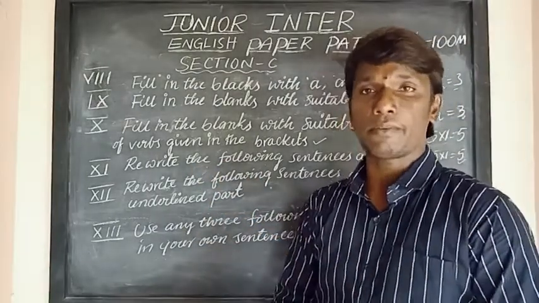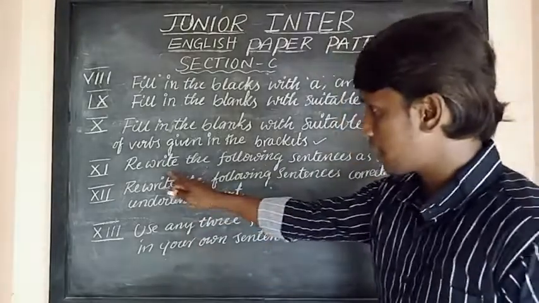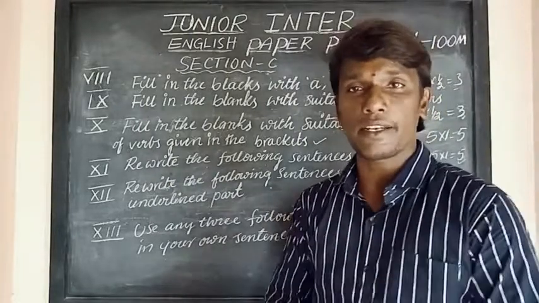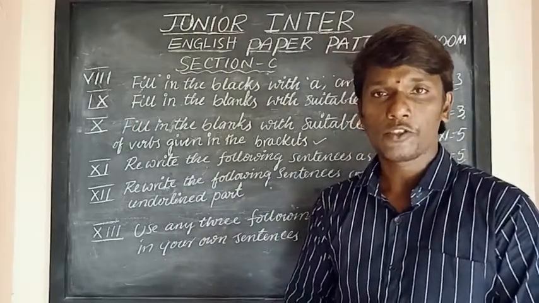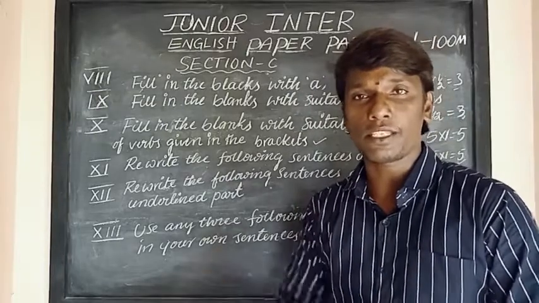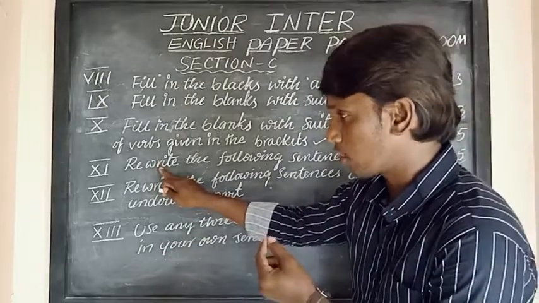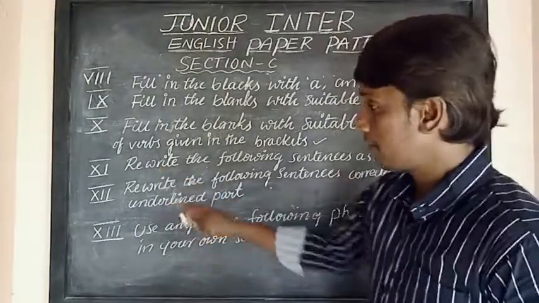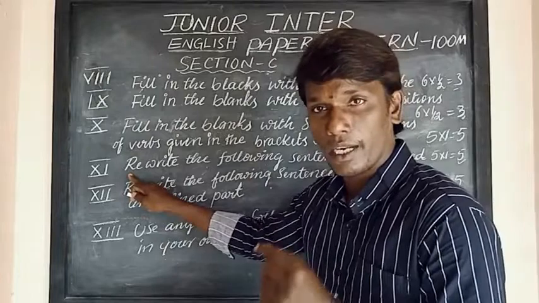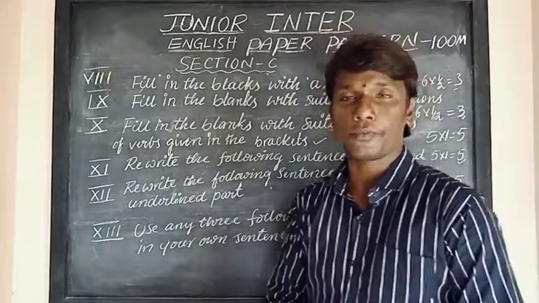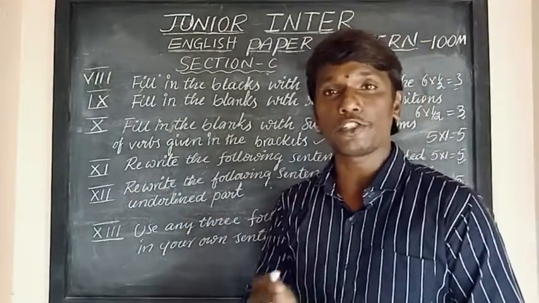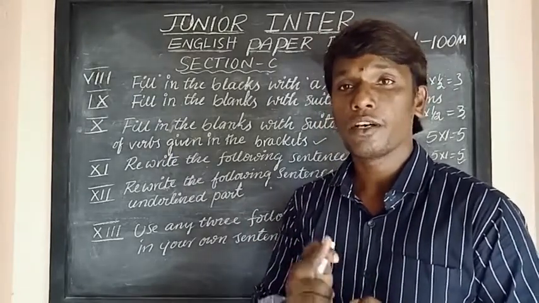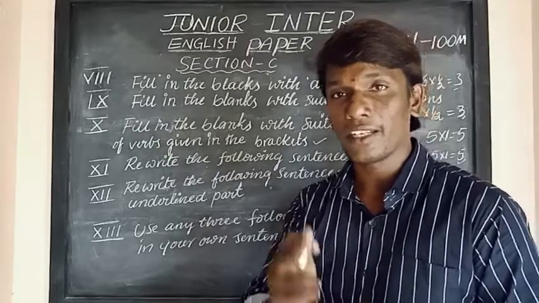Under the transformation of sentences, the first question under the 11th Roman number is: change the following active voice into the passive voice. That means voice is first under the Roman number 11. You will be tested on voice. And the second question under the Roman number 11 is reported speech. Change the following direct speech into the indirect speech. So the first one is voice, the second one is reported speech, that is direct and indirect speech.